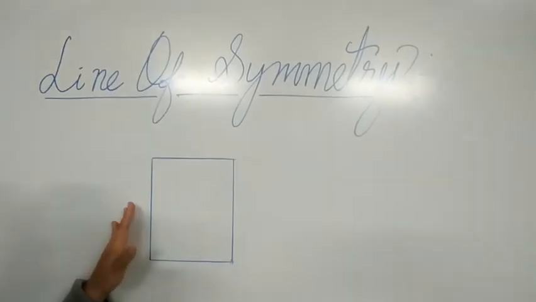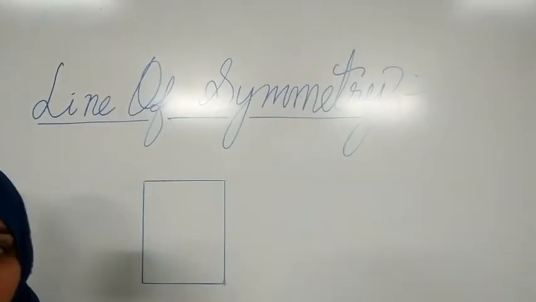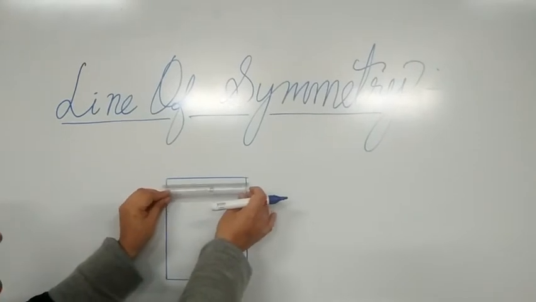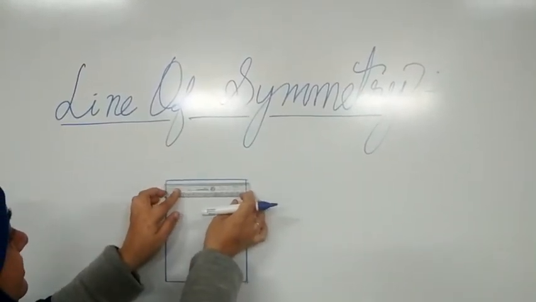I have a figure over here on the board. This is of rectangle shape. Let us learn how to divide it equally. The breadth of this figure is of how much? 6 inches. The total 6 inches.